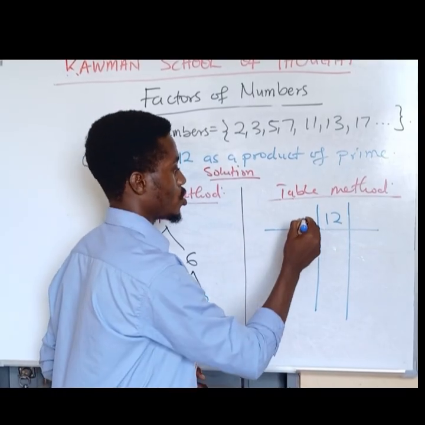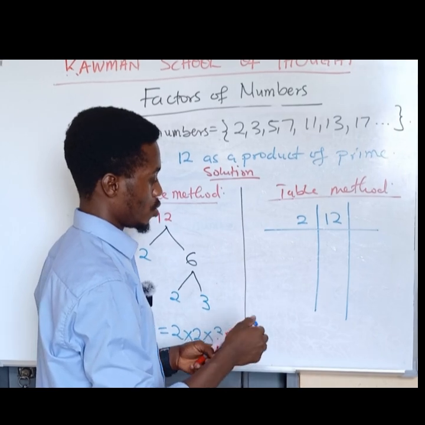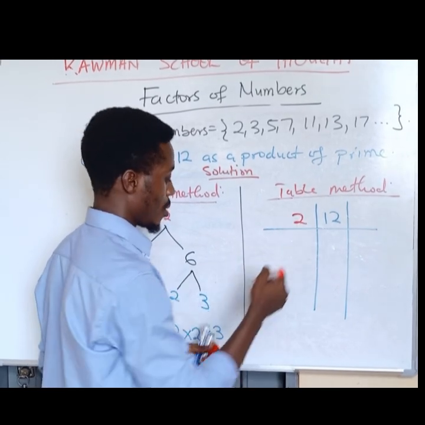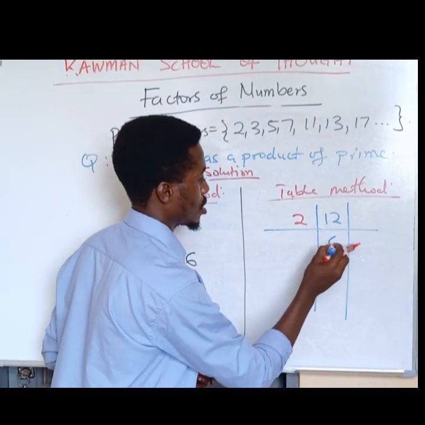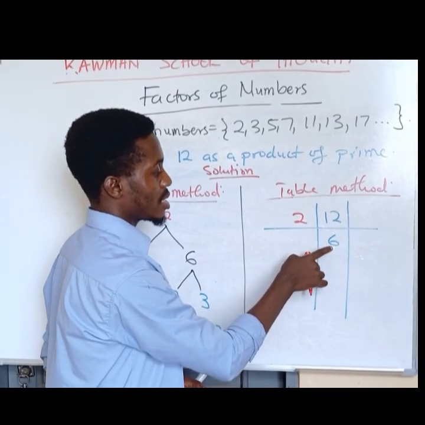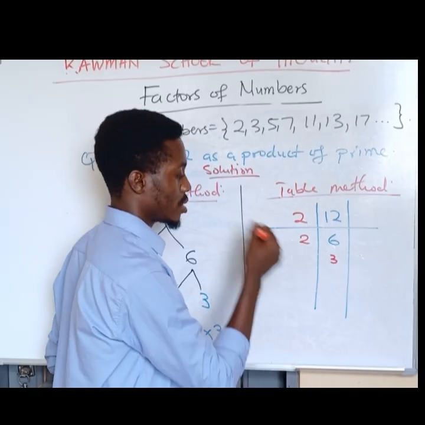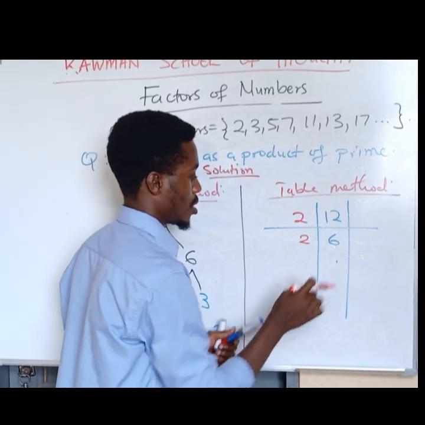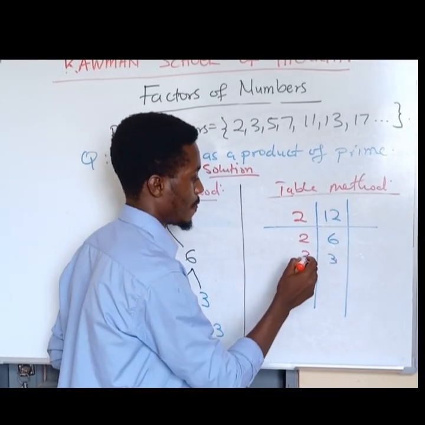So that's 2. I use a different marker, red will do. 2 divides this 12 how many times? That's going to be 6 times. So write your 6. Now you have 6. What prime number divides this 6? 2 again. So 2 divides this 6 how many times? 3 times. And then what number do we have here? 3. So what prime number divides this 3? That's 3. So write your 3.